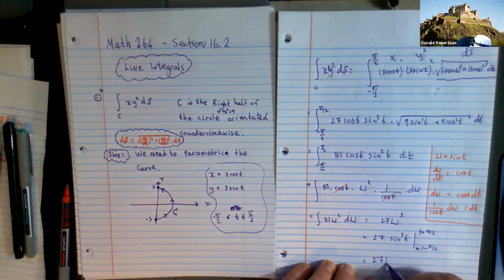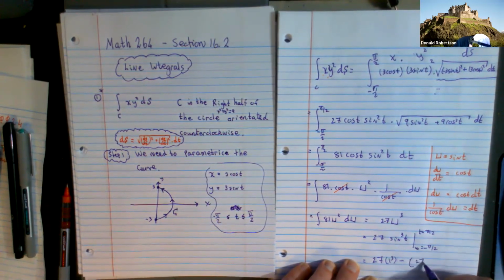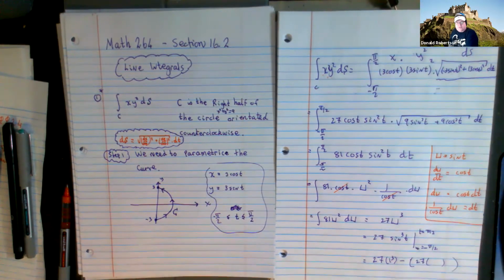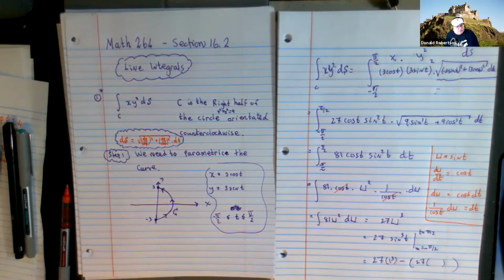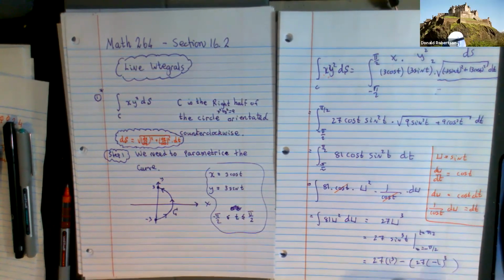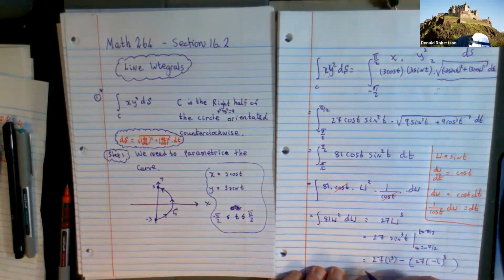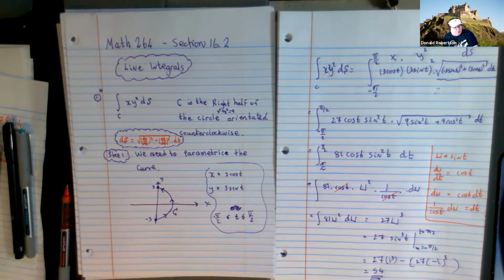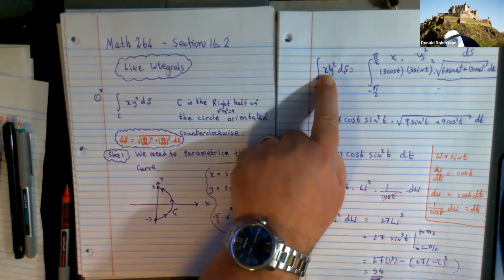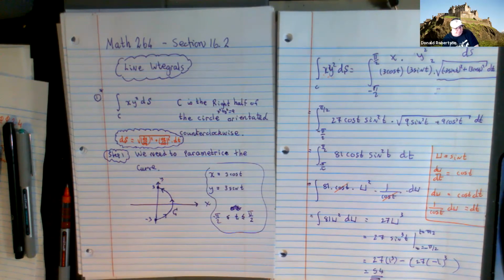Right, 27 times 1 cubed, take away 27 times, what's the sine of negative pi upon 2? Negative 1. Agreed. So basically that's negative 27, but when you subtract it, you add. So 27, add another 27. I believe the answer I got here is 54. So the line integral of this particular function traveling along this curve is 54 units.